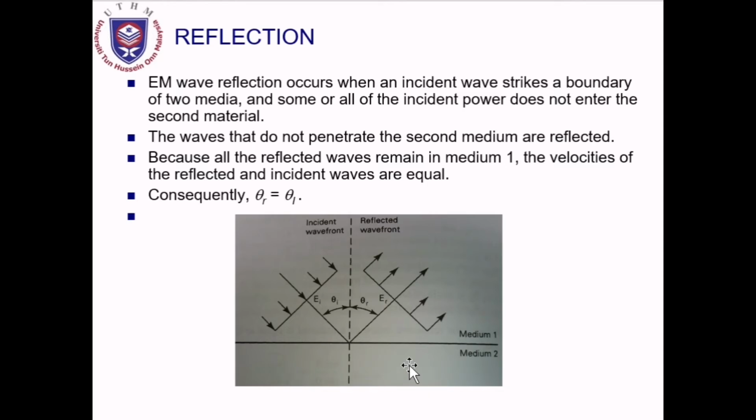The wave that does not penetrate the second medium is reflected, because all the reflected wave remains in medium 1. The velocities of the reflected and incident wave are equal. So basically theta r is equal to theta i here.